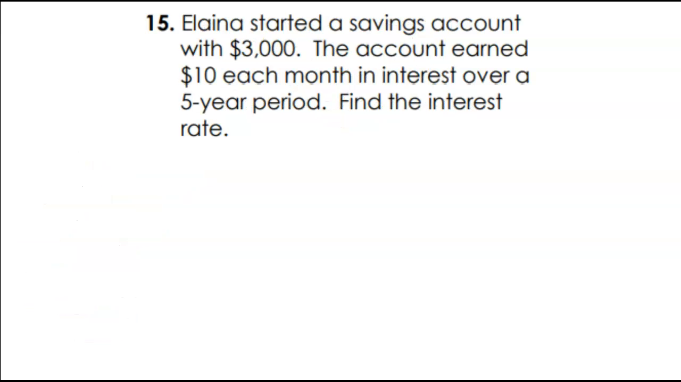All right, last one. Elena started a savings account with $3,000. The account earned $10 each month in interest over a 5-year period. Find the interest rate. So this is just like the previous one. We're solving for the interest rate. So now you've got to identify what you were given. So she started a savings account with $3,000. So this is your principal amount, what she started with.